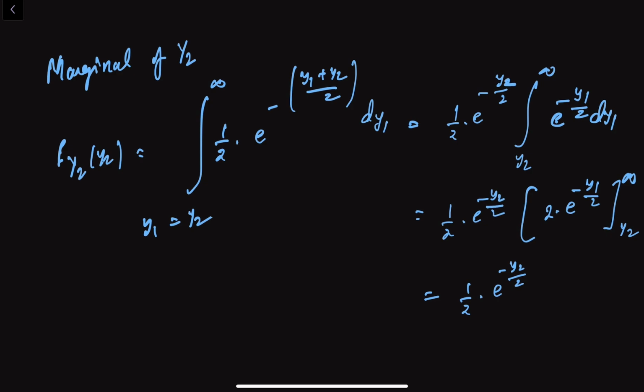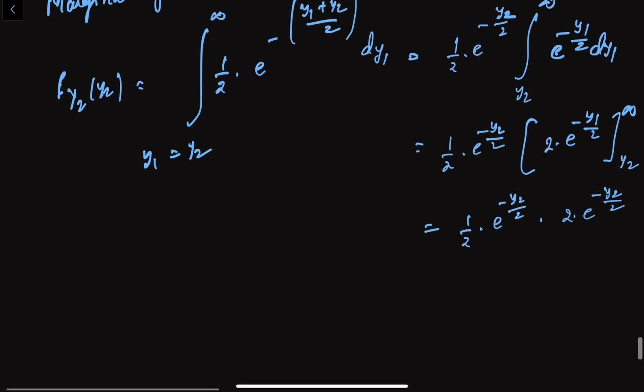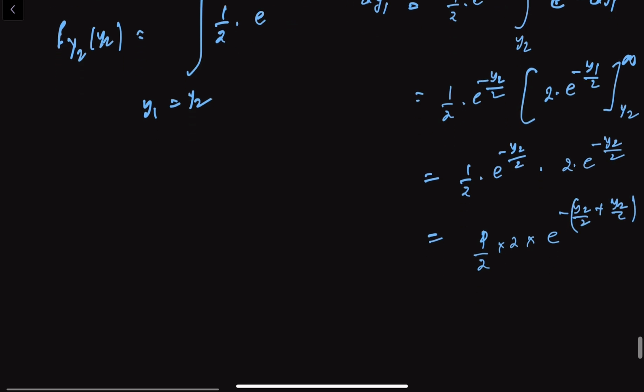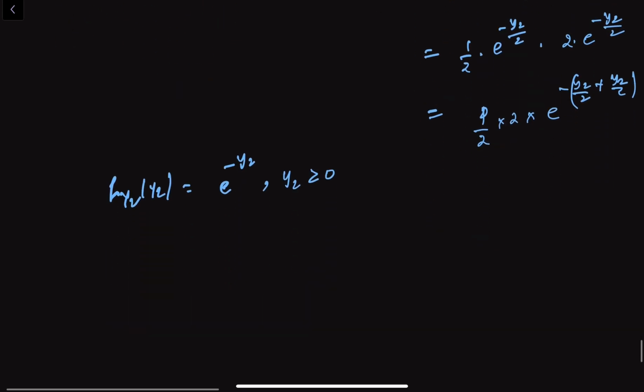y2 by 2 into, this is going from y2 to infinity, that is 2 times e to the power minus y2 by 2. So that is nothing but half into 2 into e to the power minus y2 by 2 plus y2 by 2. So therefore this marginal density would be e to the power of minus y2, where y2 is greater than or equal to 0. So that means y2 is following exponential distribution with parameter 1. So fy2 of y2 would be e to the power of minus y2, where y2 is greater than or equal to 0.